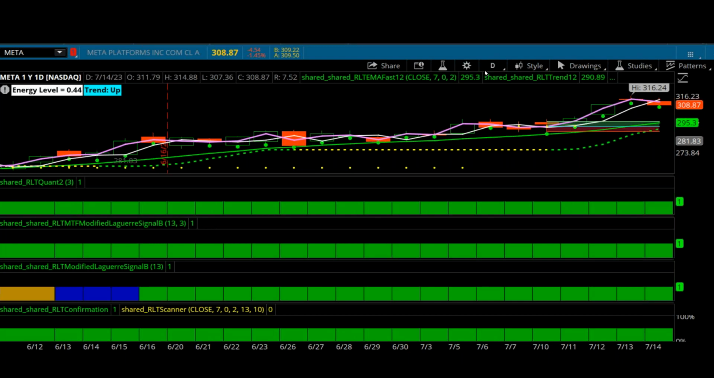Now, this is a daily chart on Meta. This is a Meta daily chart. This is one we took overnight. You see how it's kind of running long and compressing. We took it long right here as it came off the 15 EMA on the daily, and the trend dots went from yellow to green, and everything's green.